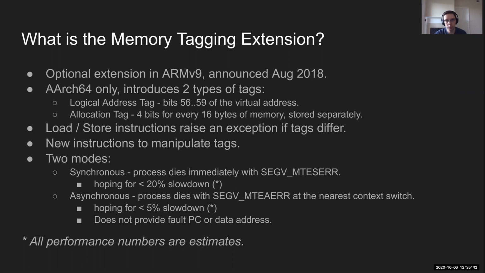It's an optional extension. It was introduced about 2 years ago by ARM. It is 64 bits only, and it introduces two types of tags. There are logical address tags, which reside in the pointer, in the most significant byte of the pointer. And there is an allocation tag, which is RAM metadata. It's 4 bits for every 16 bytes of memory. Allocation tags are stored separately. They're not directly accessible by the usual load and store instructions, but there are special instructions that can be used to maintain and read these tags.